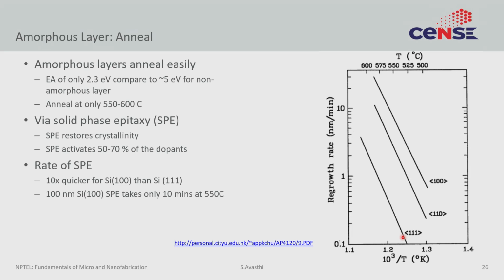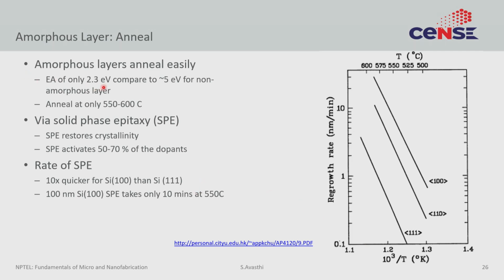It turns out, however, that this disordered zone does anneal relatively easily, and that is partly because the silicon really likes to grow into a crystal lattice. If you were to go and look at the activation energy for this process of making amorphous silicon into crystalline silicon, that is only around 2.3 eV.